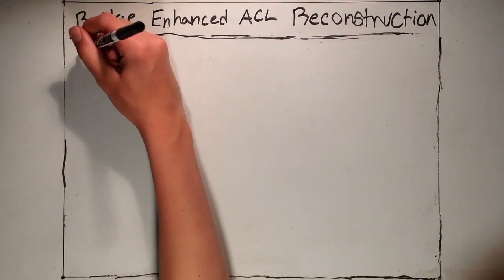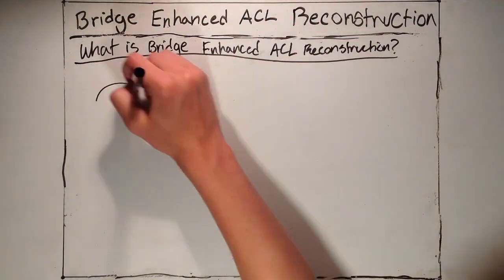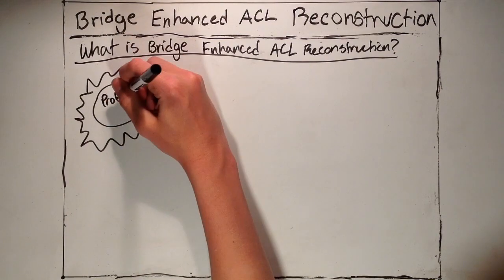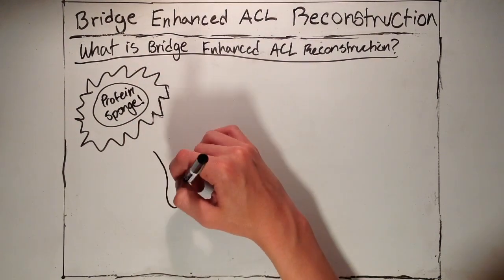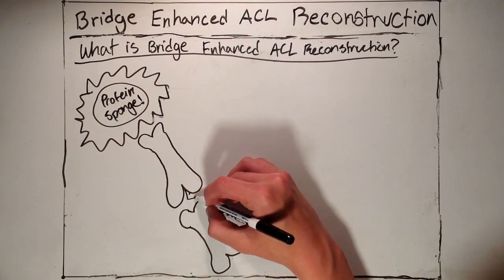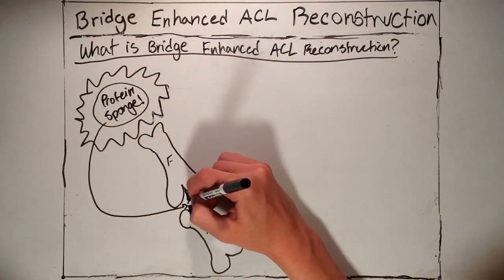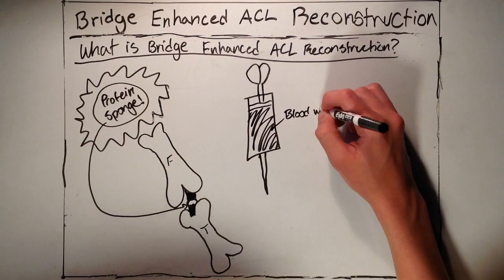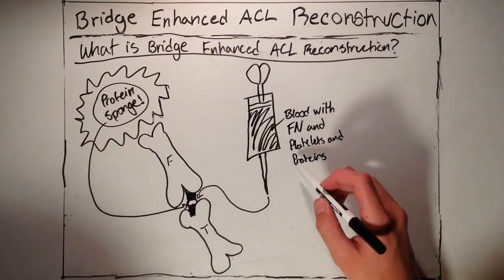The summer after I got ACL reconstruction surgery, I saw a video which showed a new way to reconstruct your ACL. Martha Murray at Boston Children's Hospital created something called Bridge Enhanced ACL Reconstruction, which uses a protein sponge to regrow your ACL. The surgeon places the protein sponge in between the torn ends of your ACL. Then they will collect some of your blood, which contains all the ingredients for blood clots: the fibronectin, the platelets, and the stimulant proteins. The blood is then put into the sponge, which creates a blood clot, allowing the ACL to regrow itself.